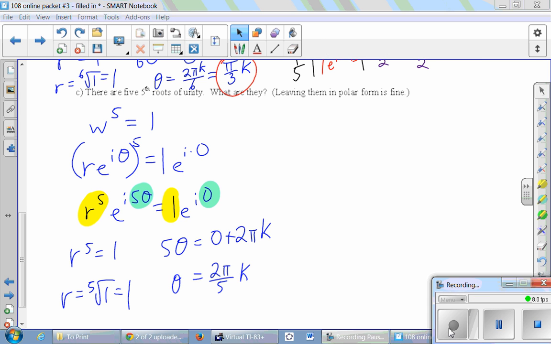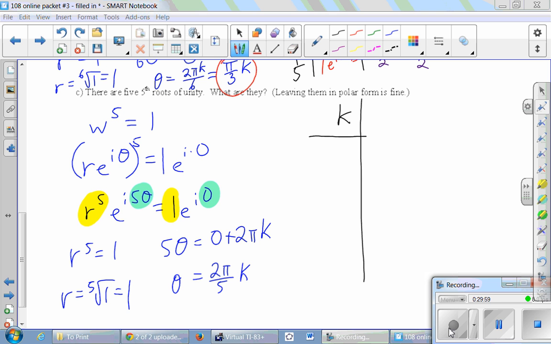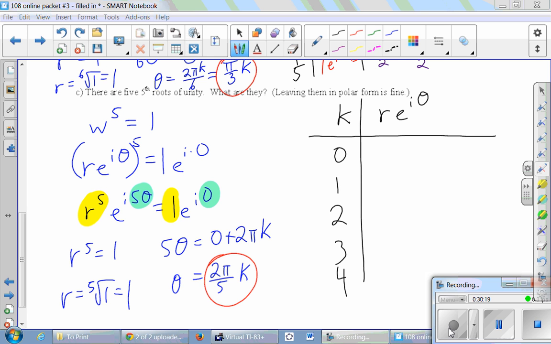Okay, so we'll go ahead and make our chart here. First column is k. Second column, re^(iθ). 0, 1, 2, 3, and 4. There are 5 fifth roots of unity, so 0 to 4. The r's for all of these are 1. When k is 0, so now we're plugging in to find the theta from that equation, we just get 1e^(i·0), which is just 1.